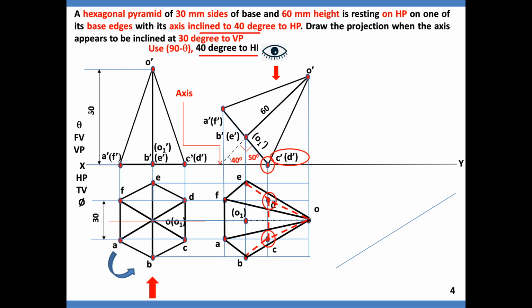So now it tells that draw the projection when the axis appears to be inclined at 30 degrees to VP. So in order to accommodate the entire view, I have taken some space and moved down, draw a horizontal line. These two lines are parallel, so my angle will be same. So 30 degree, take the protractor and mark it. How to redraw? Some simple steps I'll tell.